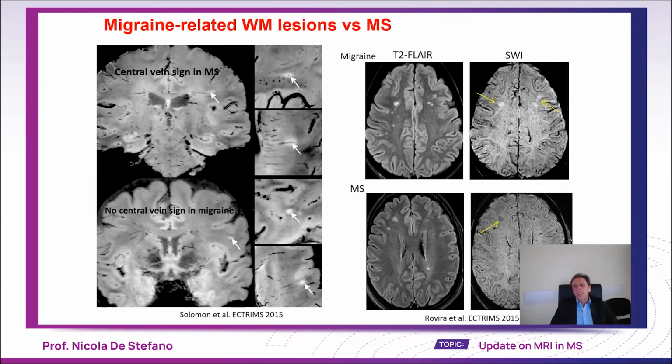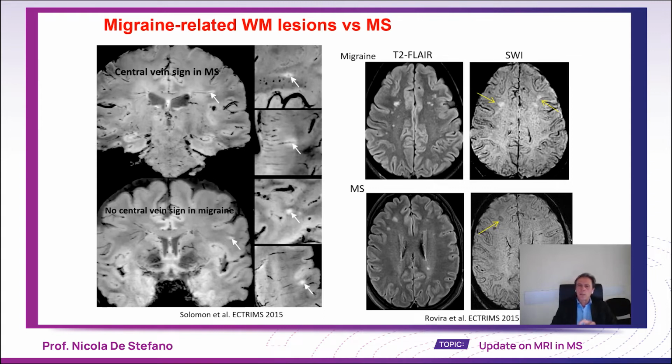Something in terms of signal loss on the susceptibility weighted image. There is no signal loss in migraine. There is some signal loss in the lesions. The yellow arrows in this situation give you the idea, on top on the migraine brain, and on the bottom on the MS brain.